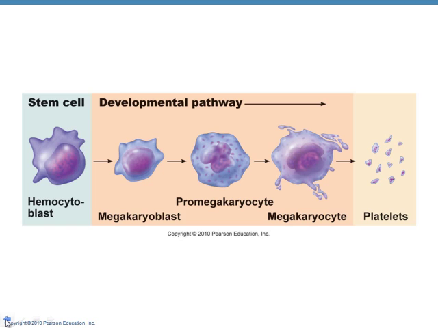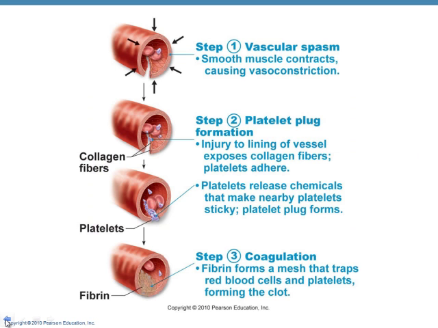It gets squished all up and breaks apart. So that's why we get fragments of this cell in our circulatory system. And those fragments are platelets or thrombocytes. And they are very important in hemostasis. The heck is hemostasis? Hemostasis. Stop blood, right?